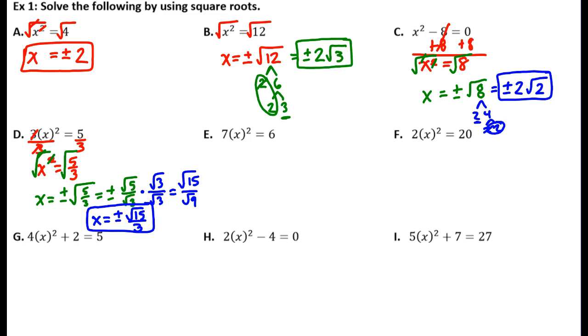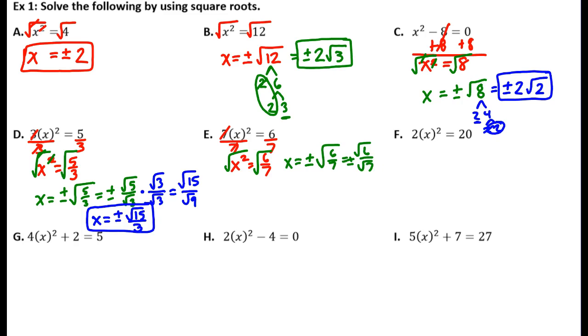Looking at problem E, same thing as D. Here I want to get rid of the 7, so I'm going to divide it on both sides. So I'm left with x squared equals 6/7. Square root both sides. So x is equal to plus or minus the square root of 6/7, which is the same thing as the square root of 6 all over the square root of 7.